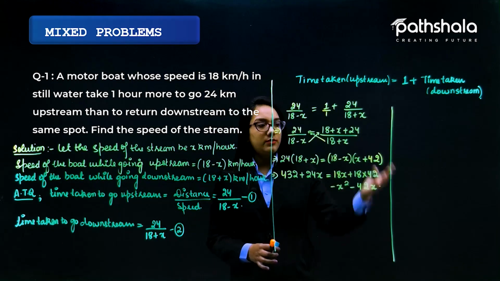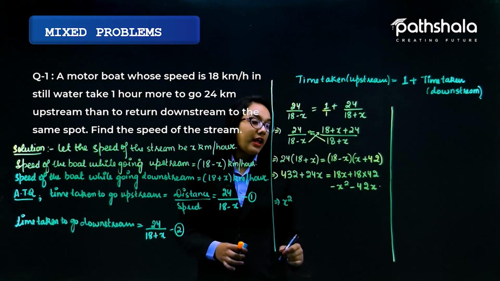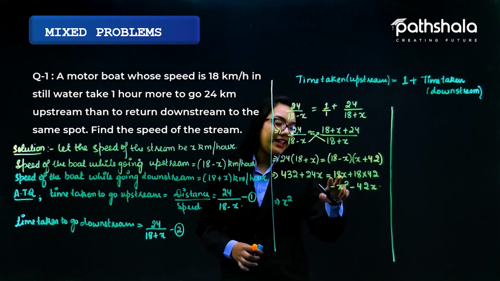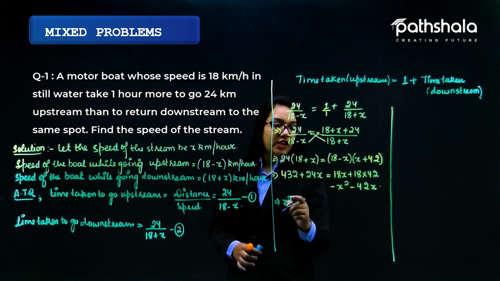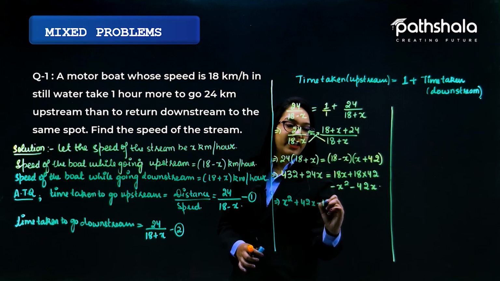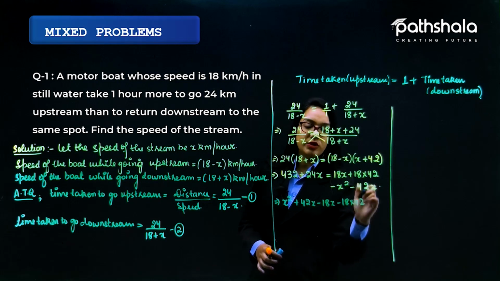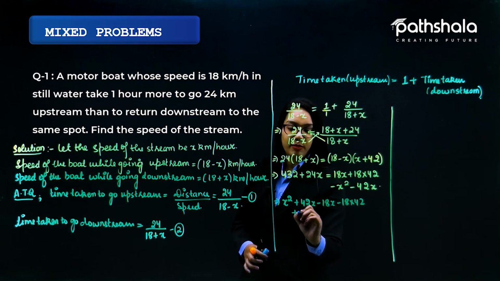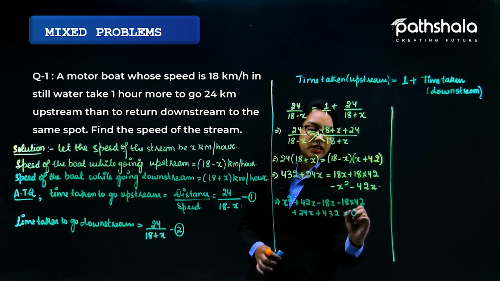Let's take all these terms to this side. So this would be x square, then we have minus 42x plus 18x. Let's subtract these two terms together. So we have 42x minus 18x, minus 18 into 42, writing it as it is, plus 24x, and plus 432, which is equal to 0.